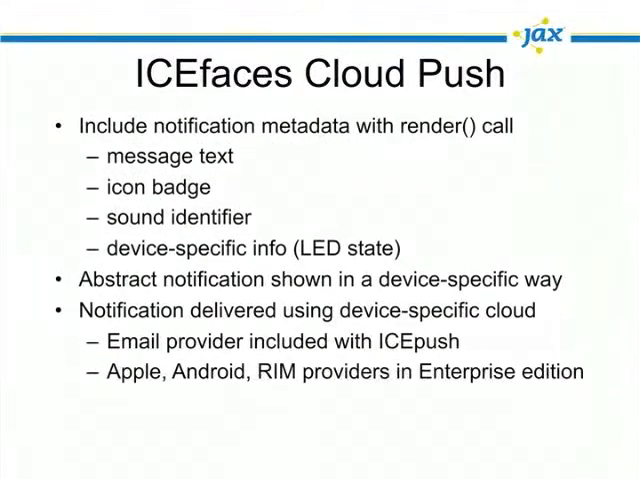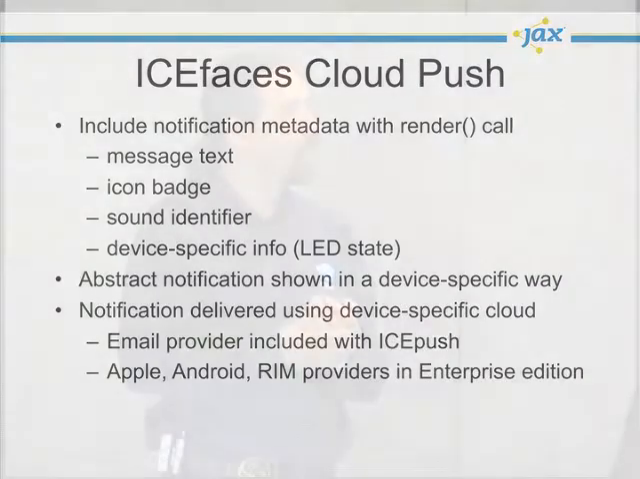So as I mentioned, there's some additional features to the Cloud Push API. You could pass in text, maybe you want to change a badge on the icon, or sounds, change the LED state. Each of these abstract things is displayed on a given device in a particular device-specific way. For instance, the device may not even have an LED. So if you choose that option, it will be shown to the BlackBerry users, but not the iPhone users.